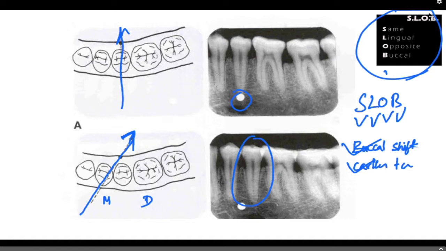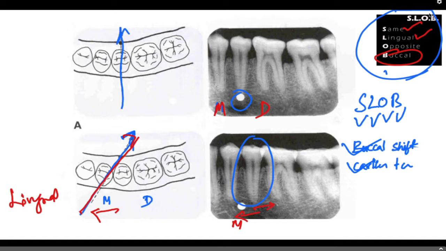And when you are exposing from the mesial side, this is the mesial side and the distal side. If you are exposing from the mesial side, and the object has moved towards the mesial side, meaning it is moving towards the same side, then it is in the lingual position. For example, if the object is moving on the opposite side when you are moving towards the mesial side, it will be considered as the opposite side. Then the object will be on the buccal surface. Hope you are clear with Clark's rule.